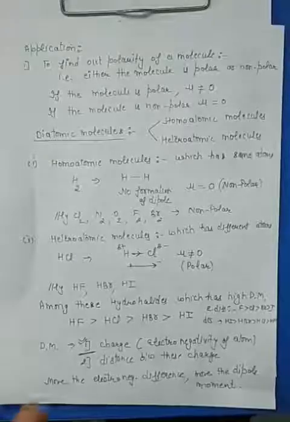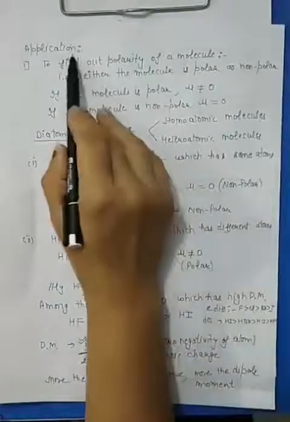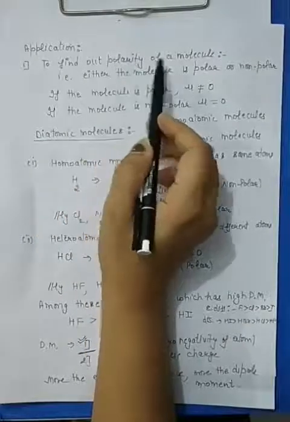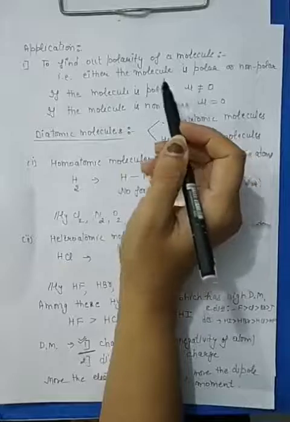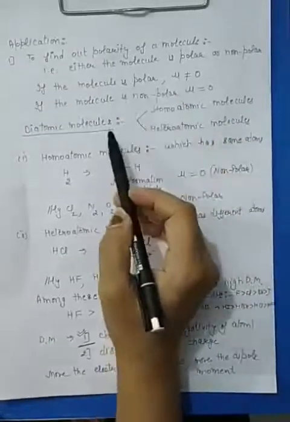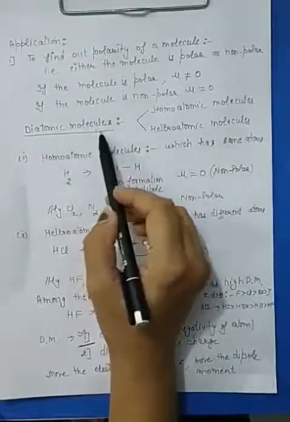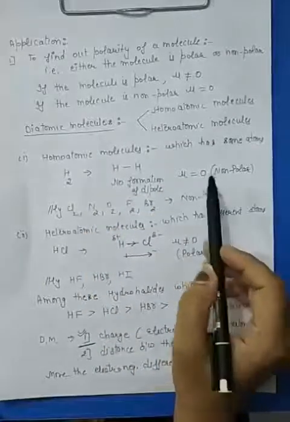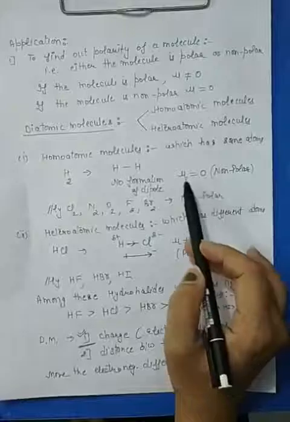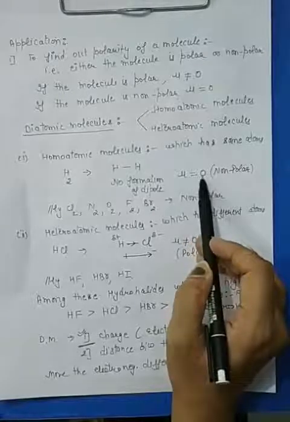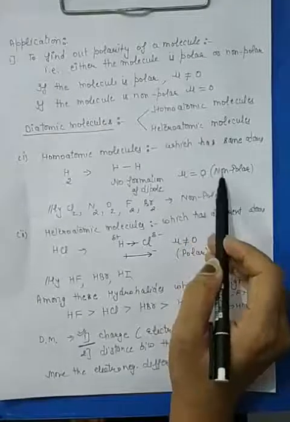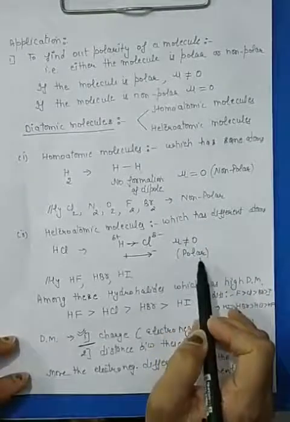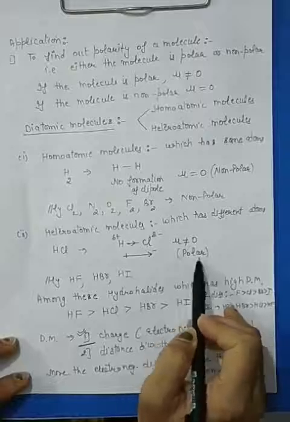So we started the application of dipole moment, and the first application we did is to find out the polarity of a molecule. Here we saw some diatomic molecules and found their dipole moment. If mu is equal to 0 for a diatomic molecule, then it is non-polar, and if it is not equal to 0, then this molecule is called a polar molecule.